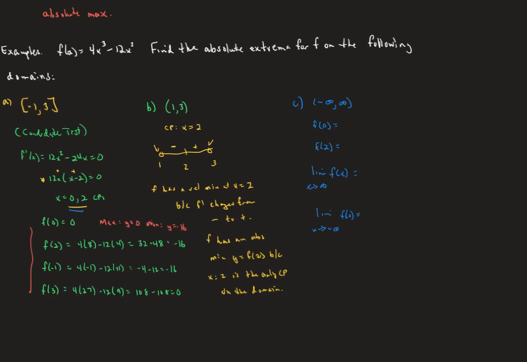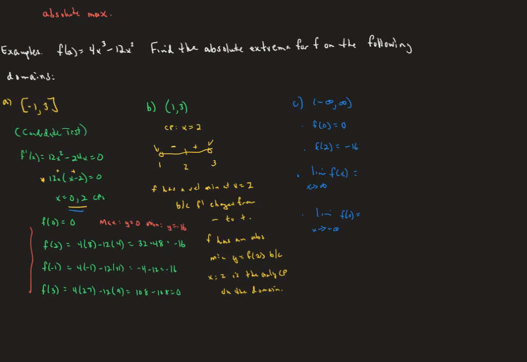Now, if the largest or smallest value comes from 0 or 2, that will be the maximum or the minimum. If one of these limits is bigger than everything else out of these choices, or if it's the smallest of all of those choices, then there won't be a maximum or a minimum. So when we plugged in 0, we got 0. When we plugged in 2, we saw in the very first one that it was a negative 16.